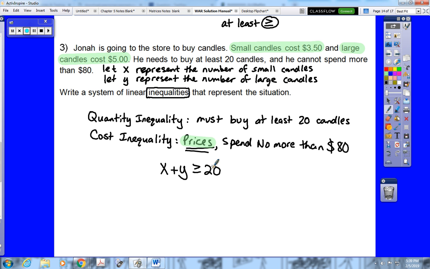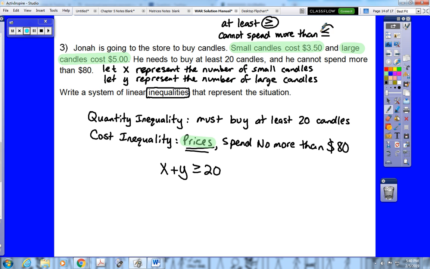That's the first inequality. Okay? Then we have the phrase "cannot spend more than." That has to be less than or equal to for a symbol.